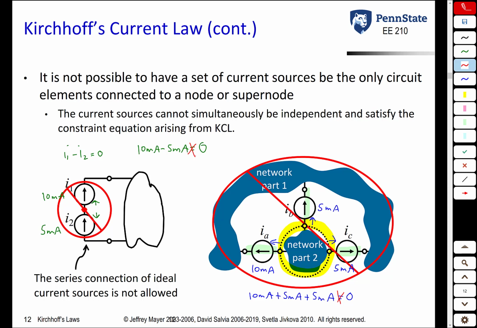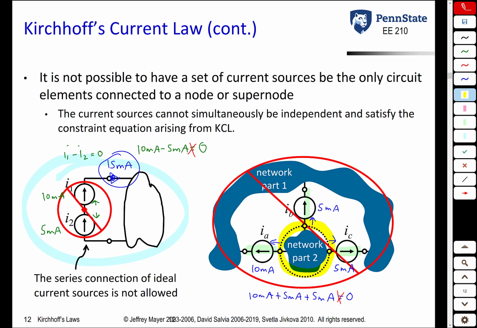A common mistake when students look at something like this: if you have a 10 milliamp and a 5 milliamp current source in series, you might be inclined to think, why does that not just give you 15 milliamps? Because 10 plus 5 is 15. It doesn't work that way. If the 10 and the 5 milliamp sources are in parallel, yes, they would add up to 15. But in series, it is a violation of KCL.